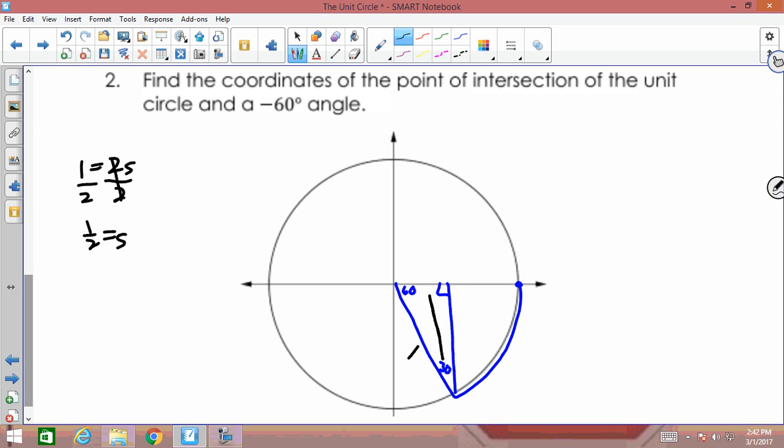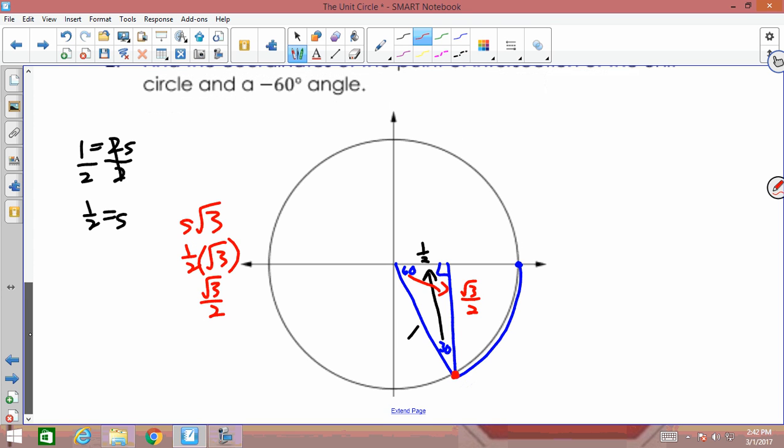Okay, s is always the side opposite 30, so that's going to be 1/2 there. Side opposite 60 is s times the square root of 3, so that'd be 1/2 times the square root of 3, which is the square root of 3 over 2. That's going to go opposite 60. Okay, so at this point right here, our x is going to be 1/2. Our y is going to be square root of 3 over 2. But since we're in quadrant 4, our x stays positive, our y goes negative, so it's a negative square root of 3 over 2 for our y value.